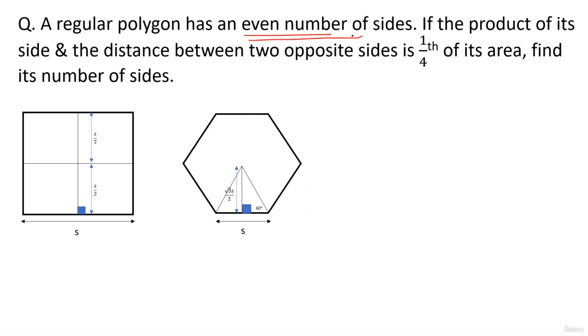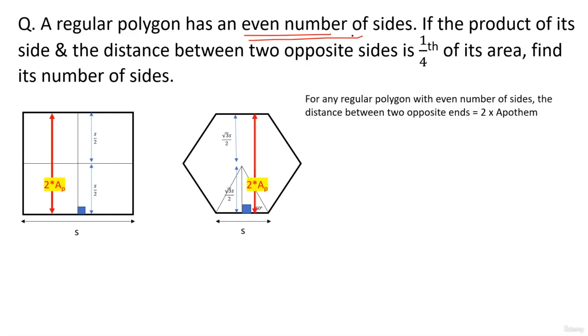For both of these figures, I can draw one more line over here. I drew h by 2 on top for the square, and for the hexagon, I'm drawing this line as root 3 s by 2 again. What do we observe? The distance between two opposite sides here is twice the apothem in both of these cases. So always remember, whenever we have a regular polygon with an even number of sides, the distance between two opposite sides is twice the apothem.